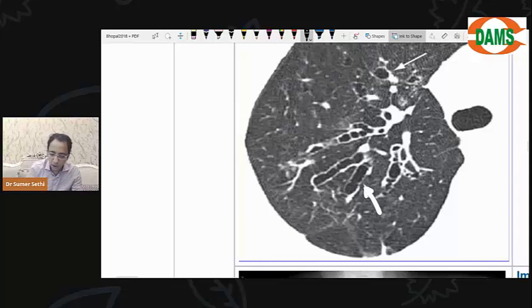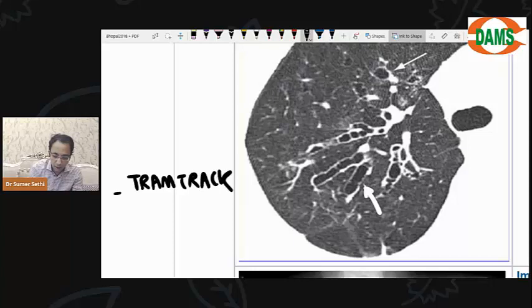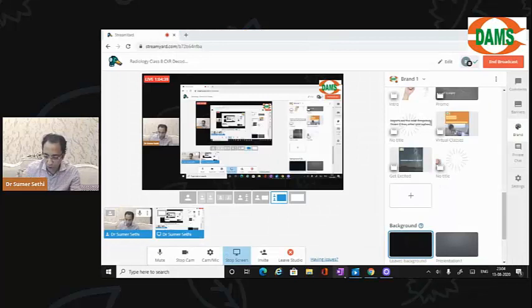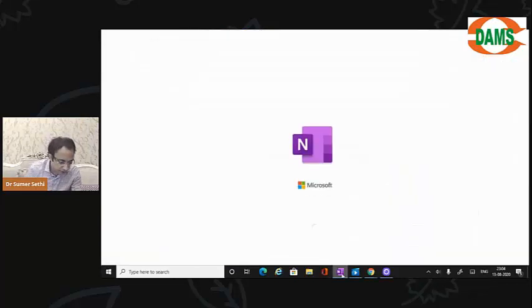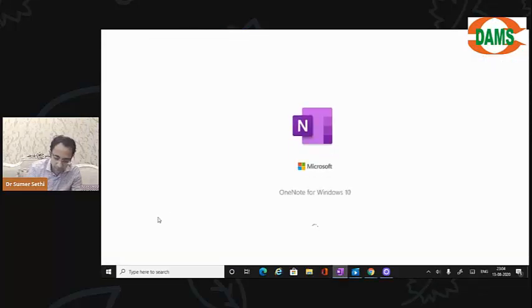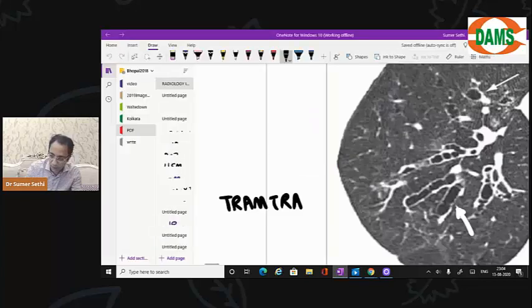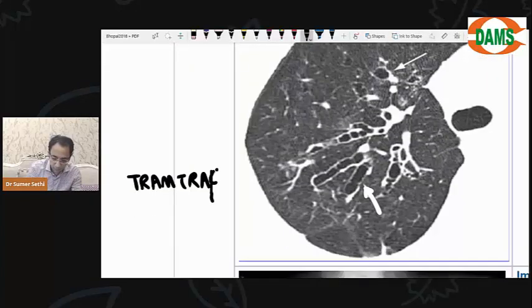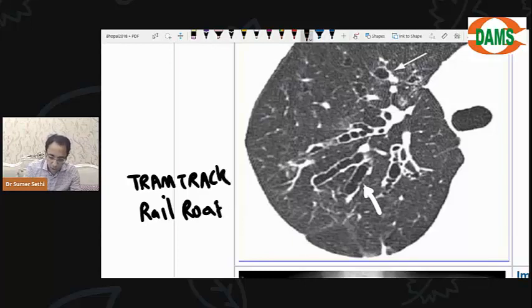So if they are parallel, what should I call them? You know by now, if there are two parallel lines, they always call it tram track appearance, or I will use a word, railroad appearance. But the key here is a normal bronchus is supposed to taper.